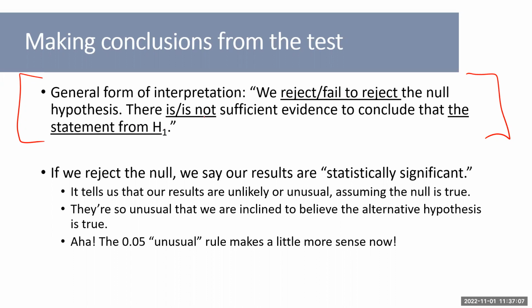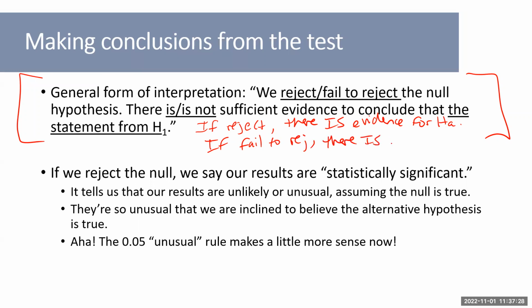So if we reject, there is evidence for your alternative. If we fail to reject, there is not sufficient evidence for our alternative, okay? Notice that this last blank is always the same. You're just going to match reject and fail to reject to is and is not, okay?